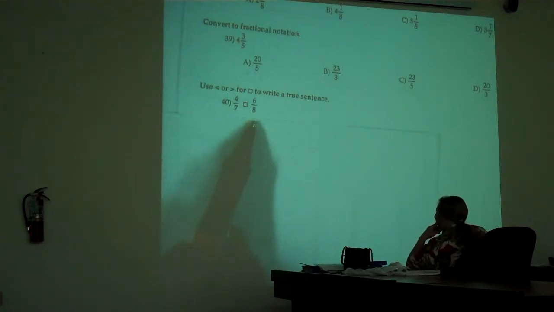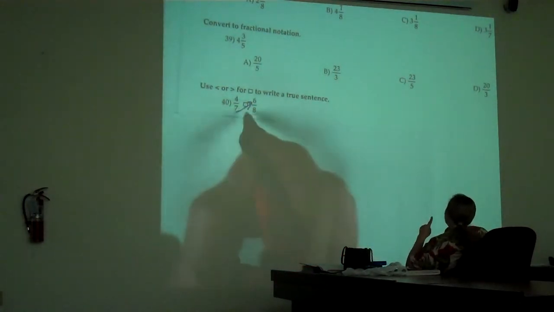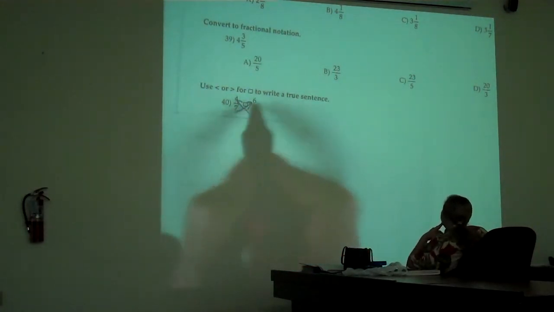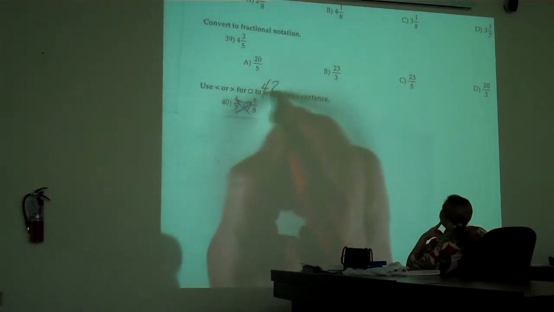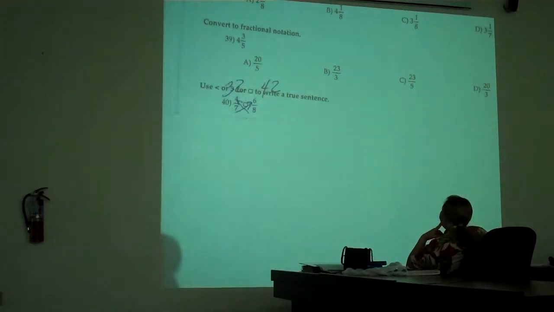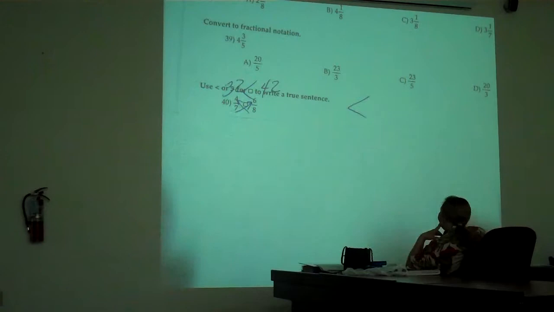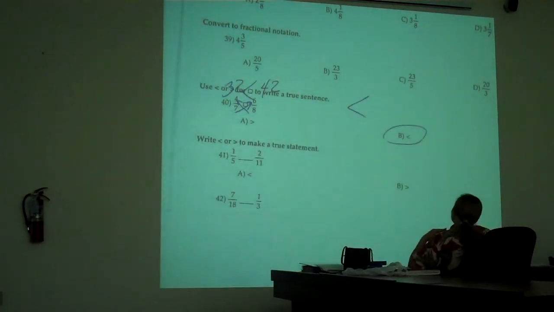4/7 and 6/8. Which one's larger? How are we going to do it? Multiply. I meant multiply. Sorry. 7 times 6, 42. 8 times 4, 32. So 6/8 is more, and 4/7 is smaller, which is the B.